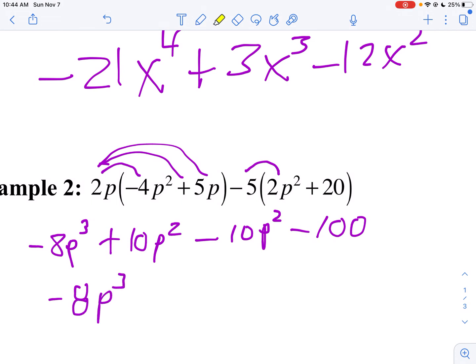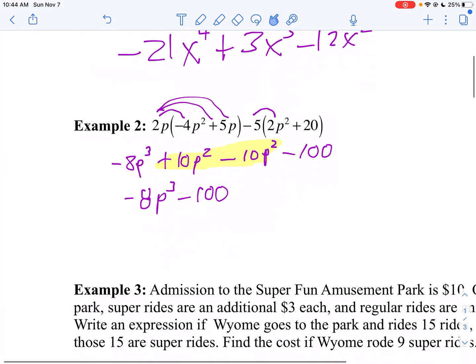Then we're going to combine like terms. 10p squared minus 10p squared, they cancel. So that's 0. So then we're going to say minus 100. And there's your answer for that expression.